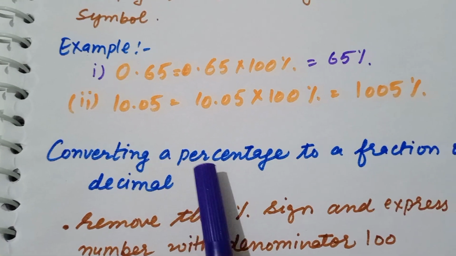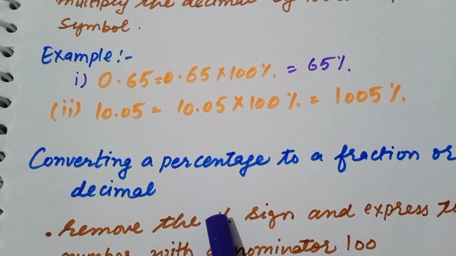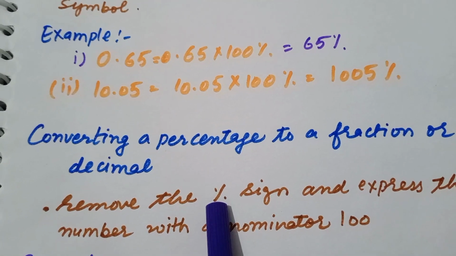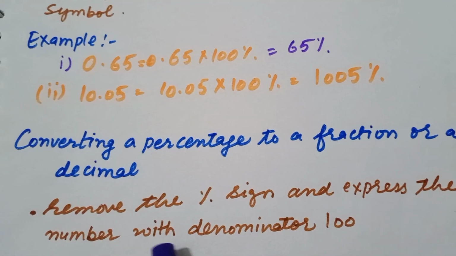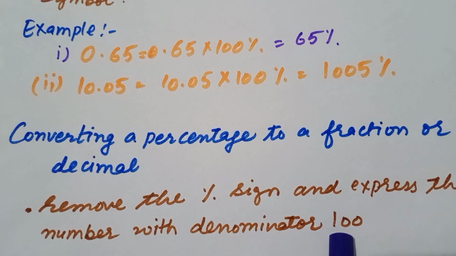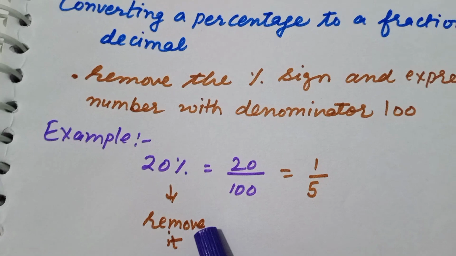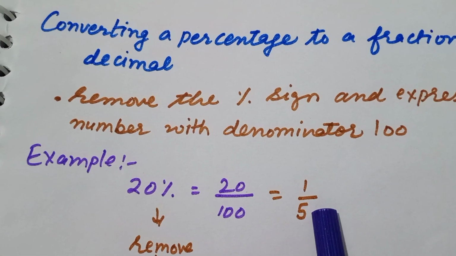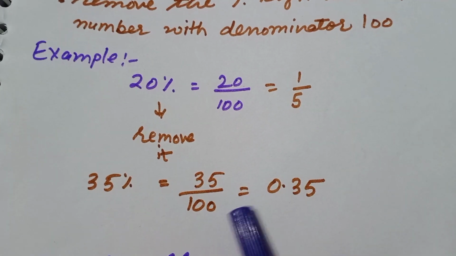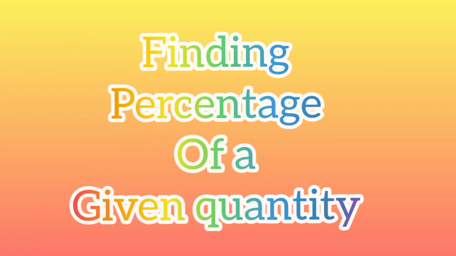Next is converting a percentage to a fraction or a decimal. When we have a percentage and we have to change that into a fraction or a decimal, remove the percentage sign and express the number with denominator 100. Remove the sign and divide by 100. For example, 20%. Remove this, 20 by 100, or you can say 1 by 5. 35%, 35 by 100, 0.35. So I hope it is clear to you.